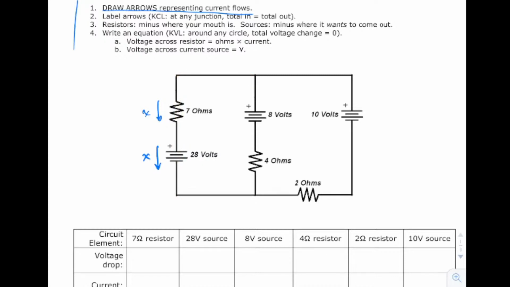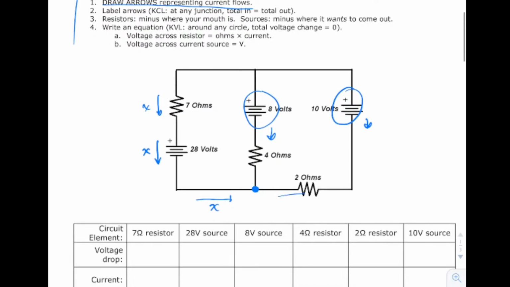Okay, now things change when you get to a junction. So I've got X coming around the corner. This is still X coming around the corner. But then I get to a junction. Now things can change. Or they have to change, really. So let's see now here. What am I looking at? I'm looking at two more batteries, and it looks like they both want to go down, but they can't. We can't have all of these batteries going into the junction. So, you know what, who cares? I'm just going to guess that the current's going this way.